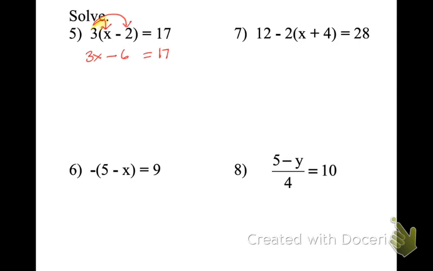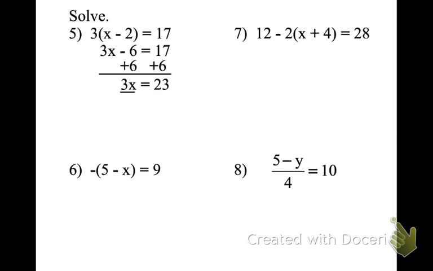Now we're going to undo the addition and subtraction by adding the 6. The opposite of minus 6 is plus 6. Addition property of equality. Now I'm left with 3x equals 23. To get the x alone, we're going to divide both sides by 3. And x is equal to 23 over 3. Okay, pause the recording, try number 6.